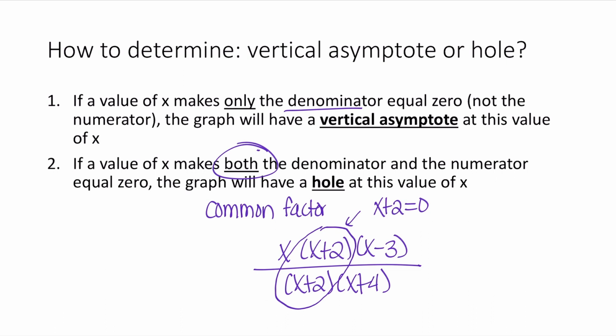It's not going to be a vertical asymptote. It's going to be at x equals -2. You're going to have a hole at that point. So that common factor is going to be a hole, but this factor that's just in the denominator is going to be the location of a vertical asymptote. So that's the difference between a vertical asymptote and a hole.